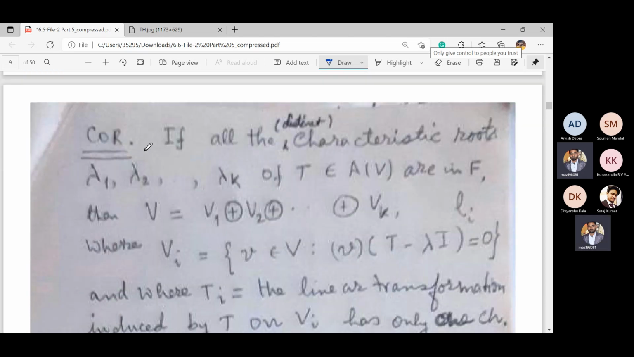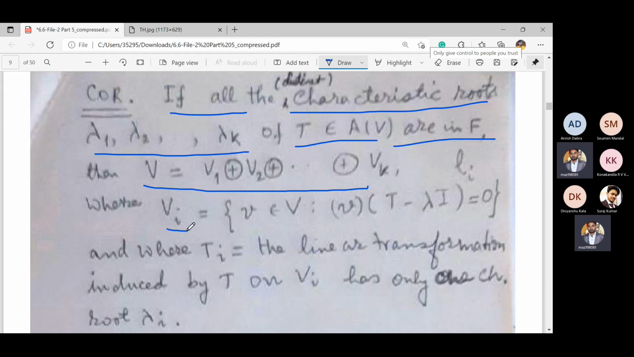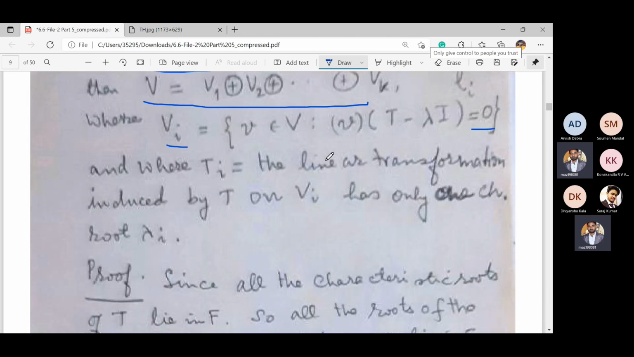We have a corollary for this. If all the distinct characteristic roots lambda_1, lambda_2, ..., lambda_k of T, where T is an operator from V to V, are in F, meaning the distinct characteristic roots lambda_1, lambda_2, ..., lambda_k are in F, then V equals V_1 plus V_2 plus ... plus V_k, meaning V is the direct sum of V_1, V_2, ..., V_k, where V_i is the set of v in V such that v(T minus lambda_i I) raised to the power l_i equals 0. It follows directly from the above.